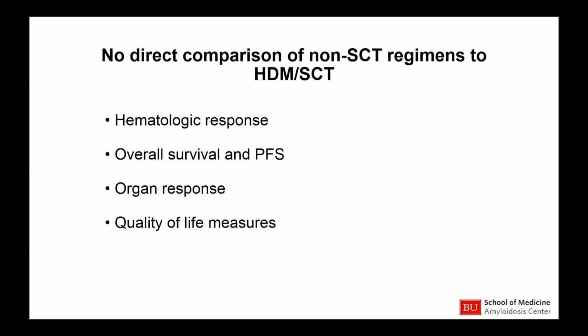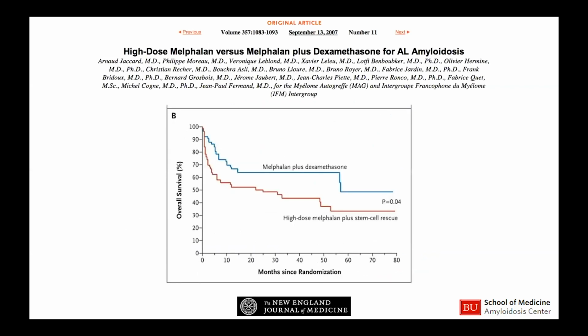Unfortunately, there is no direct comparison of non-stem cell transplant regimens to stem cell transplantation in AL amyloidosis with respect to hematologic response, overall survival, progression-free survival, organ response, and quality of life measures. Except for the IFM, or multicenter French clinical trial, which enrolled 100 patients randomized to either oral melphalan dexamethasone or high-dose melphalan stem cell transplantation.